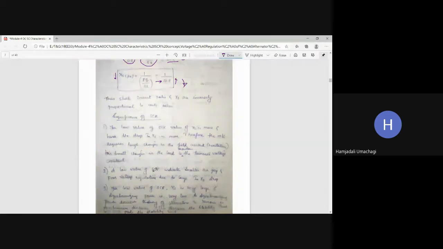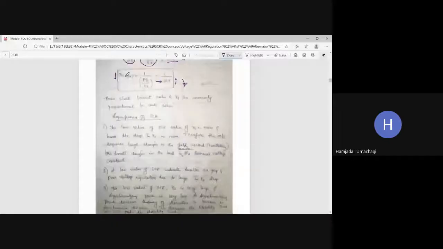Then a low value of SCR indicates a smaller air gap. So if the SCR value is small, it indicates a smaller air gap and poor voltage regulation. So always the SCR value should be high. If this value is low, then Xs will be more, and if Xs is more, then regulation will be poor. So a low value of SCR indicates a smaller air gap and poor voltage regulation due to the large Ia into Xs drop.